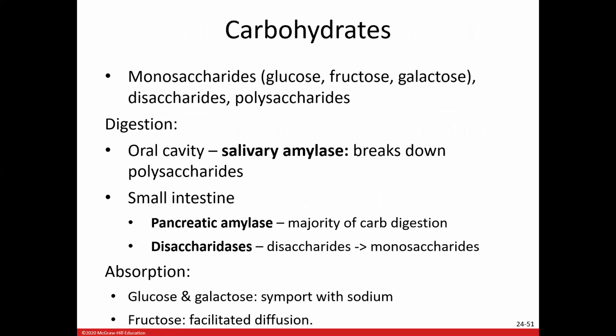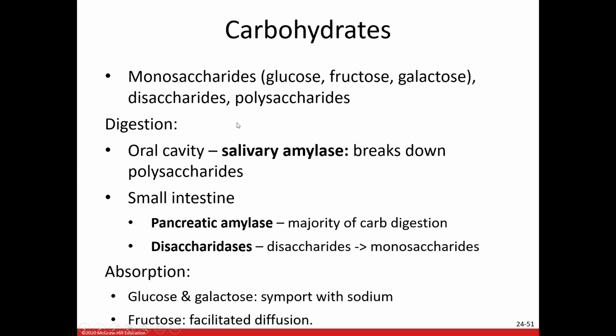So the first major group of macromolecules are your carbohydrates. To recap this from intro bio, you have your monosaccharides, which are just one sugar, things like your glucose, your fructose, and your galactose. Those are the three monosaccharides. You have your disaccharides, di being two, so just made up of two sugars. And then you have your polysaccharides, which is just meaning many, so many sugars.